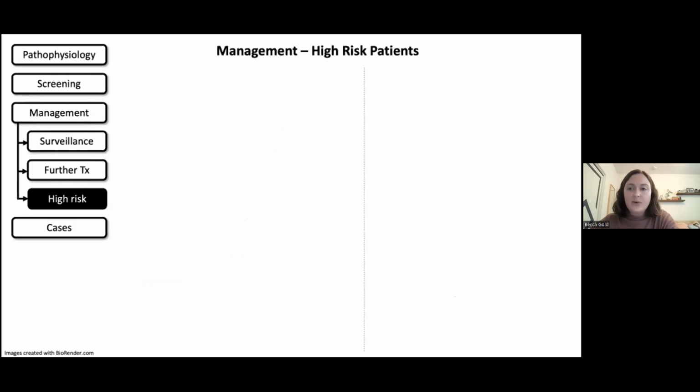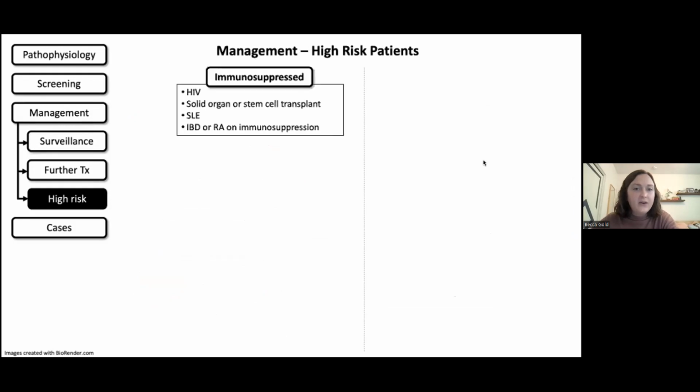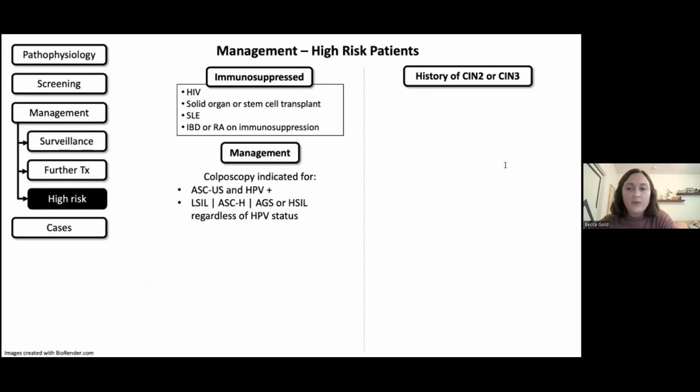Management considerations I want to briefly touch on in folks who are at higher risk. And again, who are we talking about here? We're talking about folks who are immunosuppressed, as well as patients who have a history of CIN2 or CIN3. So in patients who are immunosuppressed, because of their increased risk, you can go onto the ASCCP web or the app, and there's actually a special situation tab you can click and select the immunosuppressed population. And this is a nice quick resource to use.